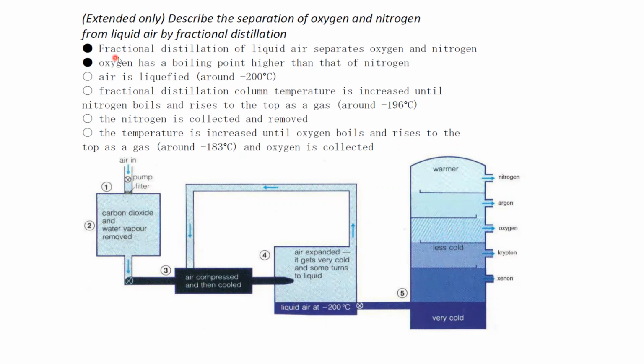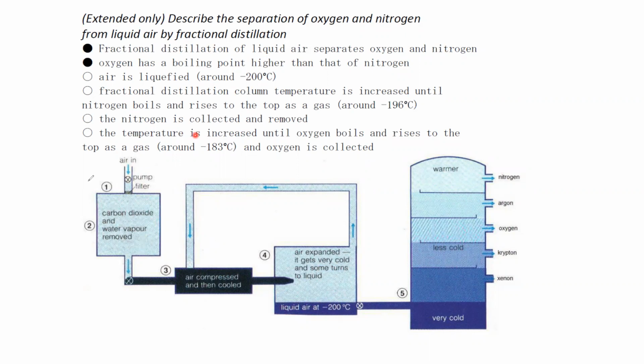So what we do, the fractional distillation of liquid air, separates the oxygen and nitrogen. Oxygen boils off around minus 183, oxygen's boiling point is higher than nitrogen. So first, this is the block diagram. First we pump the air into the chamber, and then we remove carbon dioxide and water.